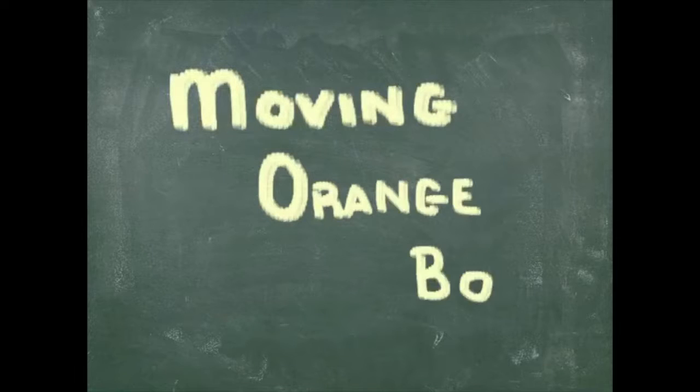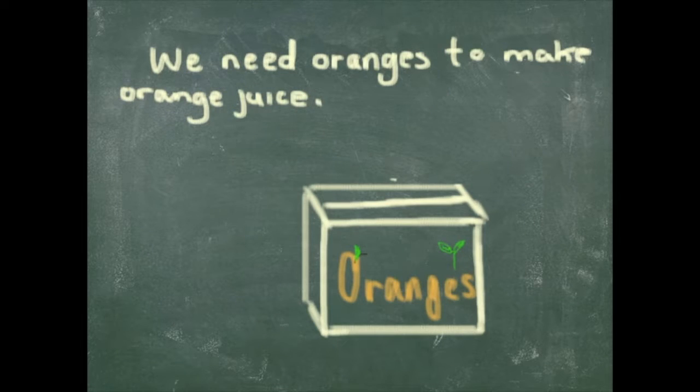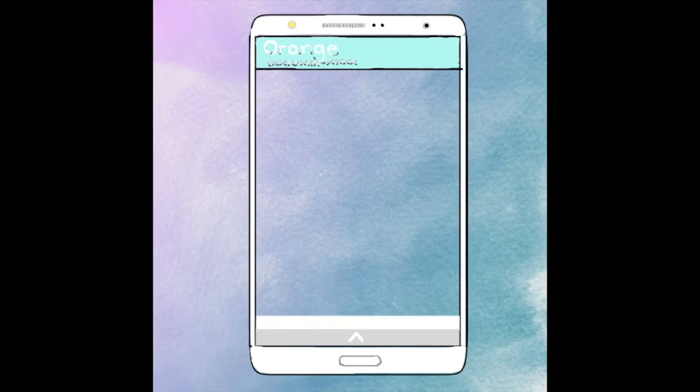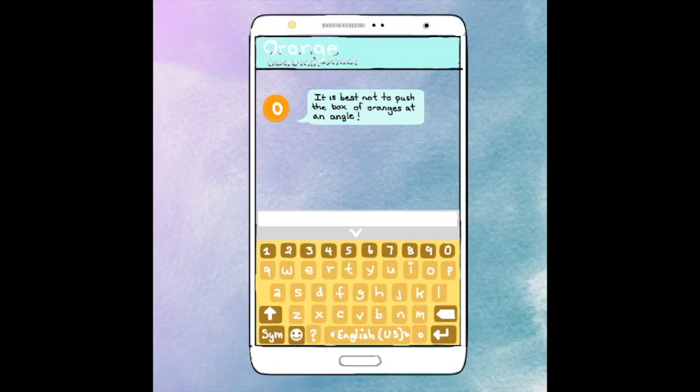Solving orange box. We need oranges to make orange juice. We will be using a big box full of oranges. It is best not to push the box of oranges at an angle. Why? Well, click the video.